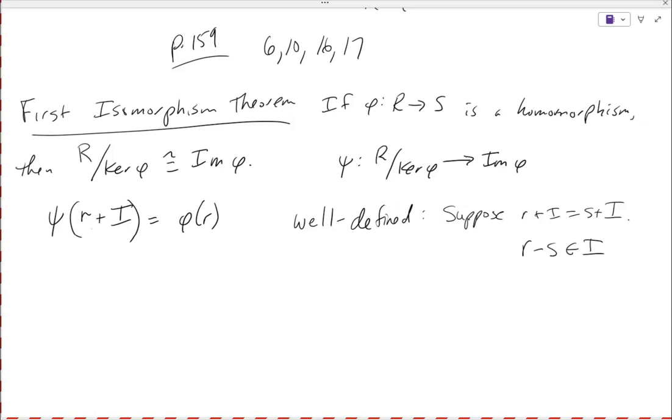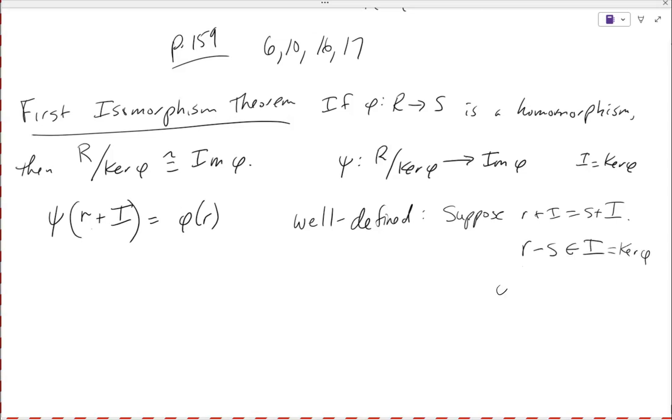I wrote I. Why am I writing I? What am I representing here with I? Yeah, which ideal in particular? The kernel of phi, right? So let me write this off to the side so that we know that I is the kernel. All right? So R minus S is in I, but I is what we're calling the kernel of phi here.